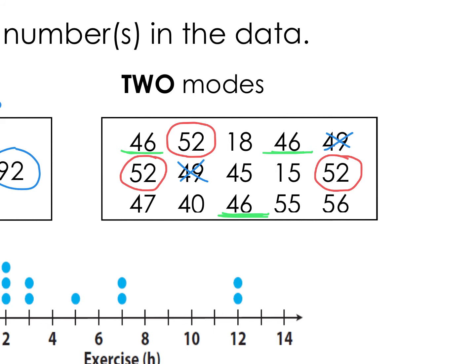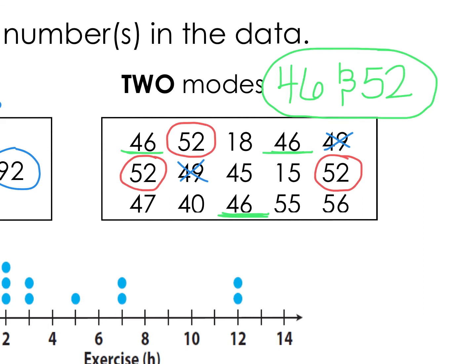And that's it. So if you see here, every number only occurs one time, except for 49. 49 occurs twice, but both 46 and 52 occur 3 times. So because they both occurred the most, they are both your modes. So we would put 46 and 52 would be our 2 modes in this case. Remember, mode is the number that occurs the most.